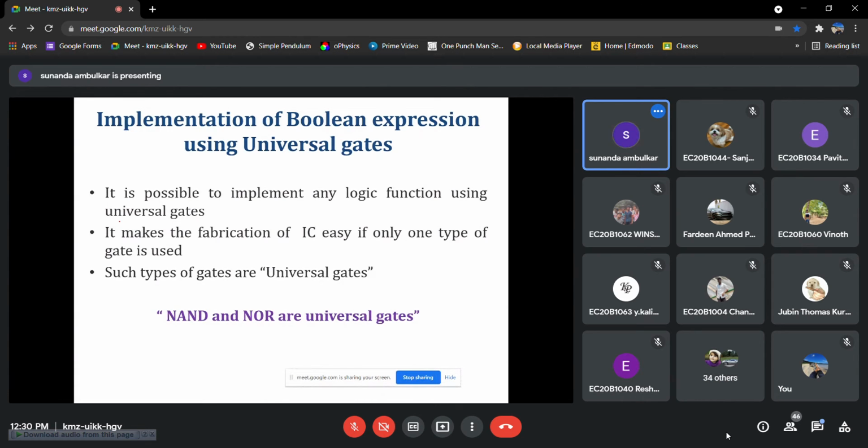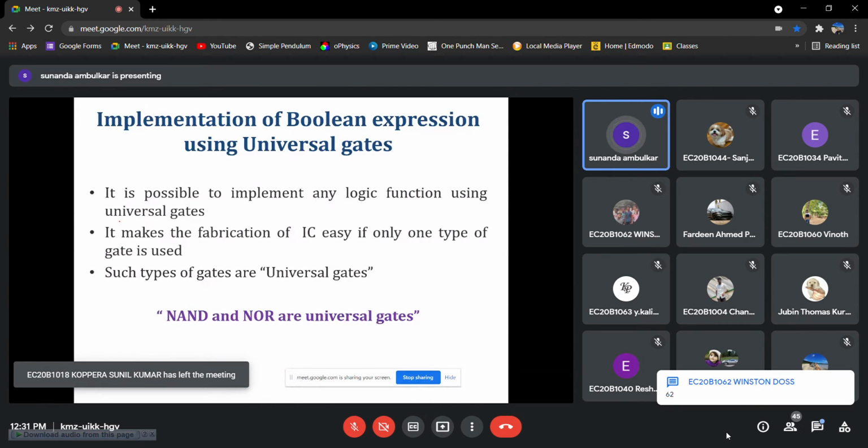So yes, universal gates are the gates by which any kind of Boolean expression can be implemented using only one kind of gate. Those kinds of gates are called universal gates. In digital electronics we have two gates called universal gates. These are the NAND gate and the NOR gate.